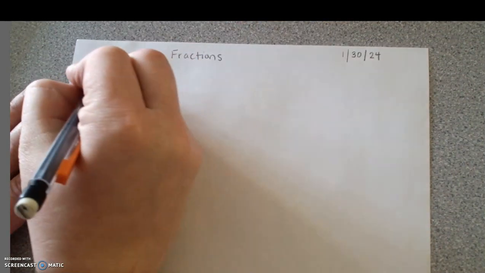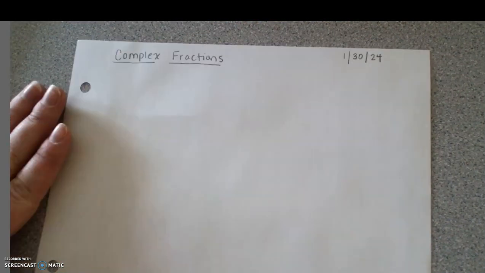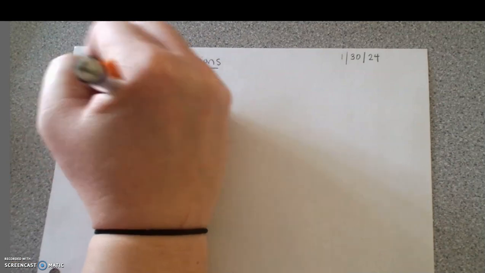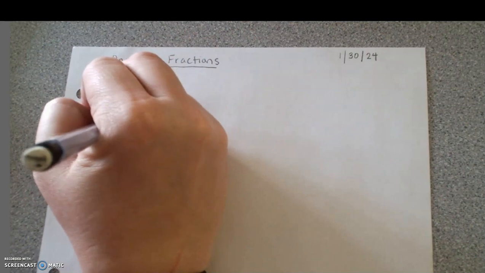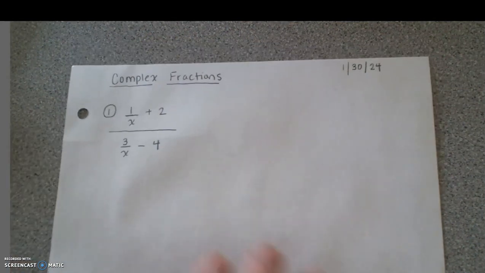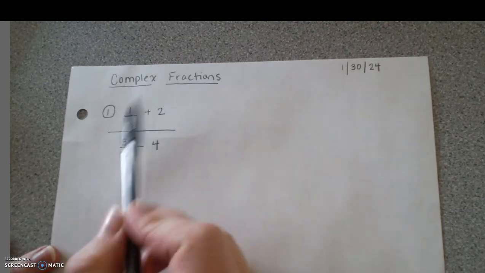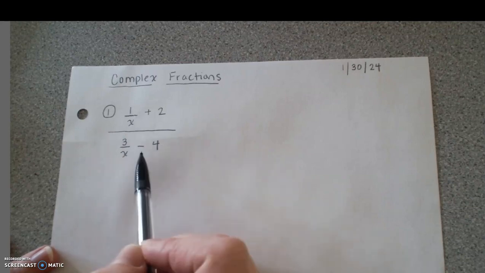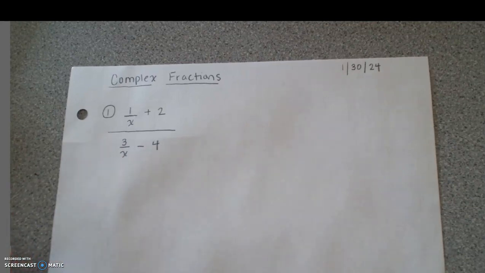So complex fractions are really fractions within fractions. A good example of one, and this is what we'll start with, is example 1: 1 over x plus 2 over 3 over x minus 4. So you will see here that this is a rational expression with a fraction within a rational expression within a fraction. It's 2 divided by each other.